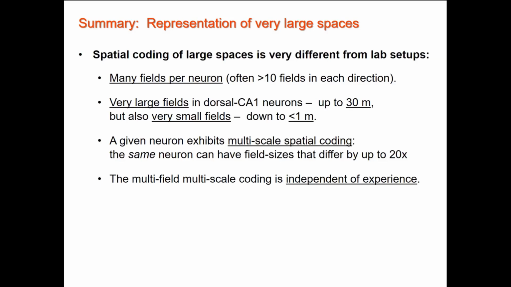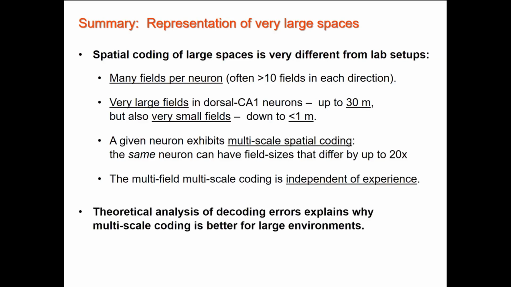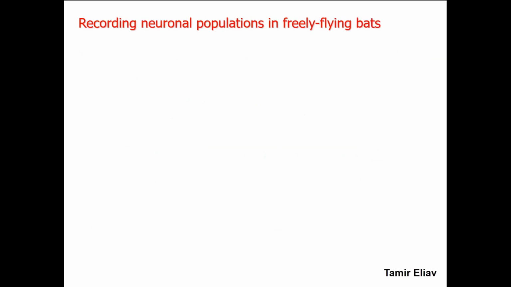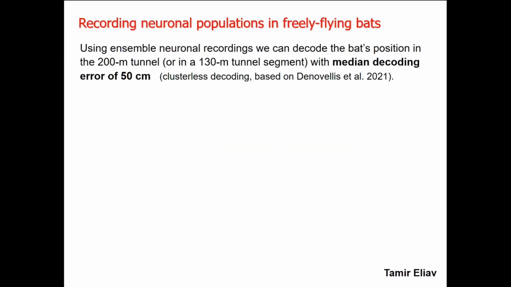So this was really a very strong negative result, if you will, but it really illustrates that this type of multi-scale coding is apparently something very robust and important and fundamental for the system. And we have this theoretical analysis that explains why this multi-scale coding is better for large environments. So it's not just an experimental finding, but we have an understanding of why it's good. And we have now been recording neuron populations. What I showed you so far was in single neurons, basically, but we've been recording neuron populations because we have 16 tetrodes, 64 channels. And so using these ensemble neuron recordings, we can decode the bat's position in the 200-meter tunnel with extremely high precision.